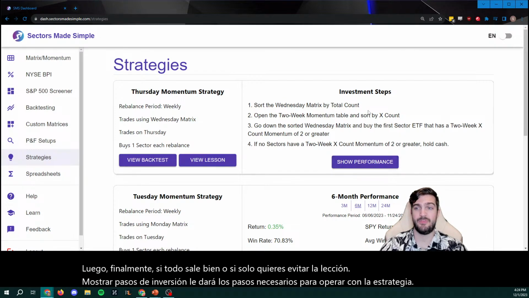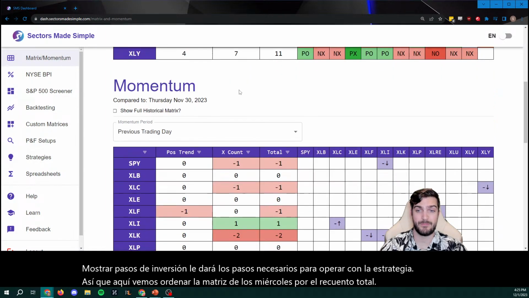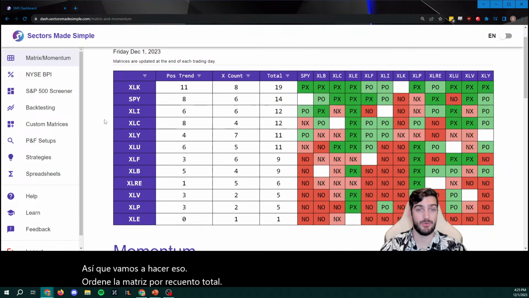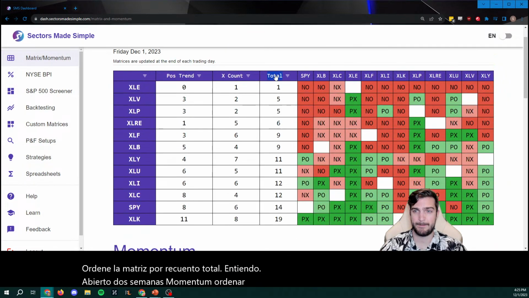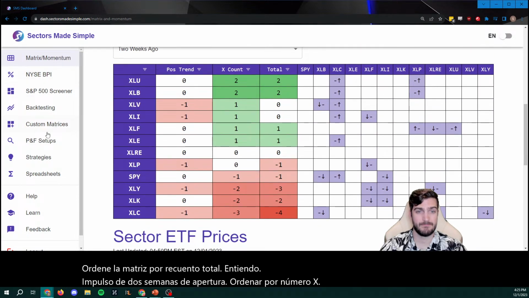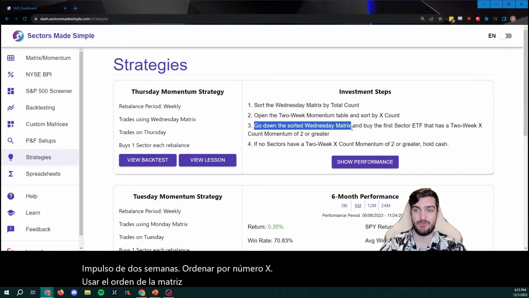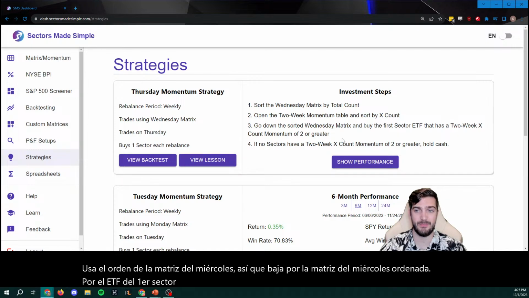So, here we see sort the Wednesday matrix by total count. So let's go and do that. Sort the matrix by total count. Got it. Step 2. Open 2-week momentum, sort by X count. Okay? 2-week momentum, sort by X count. All right. Use the order from the Wednesday matrix. So go down the sorted Wednesday matrix, buy the first sector ETF that has a 2-week X count momentum of 2 or more.